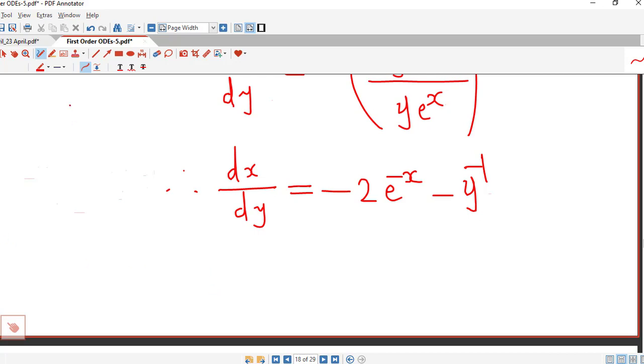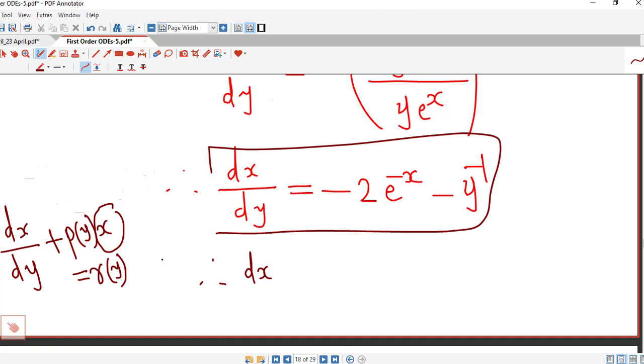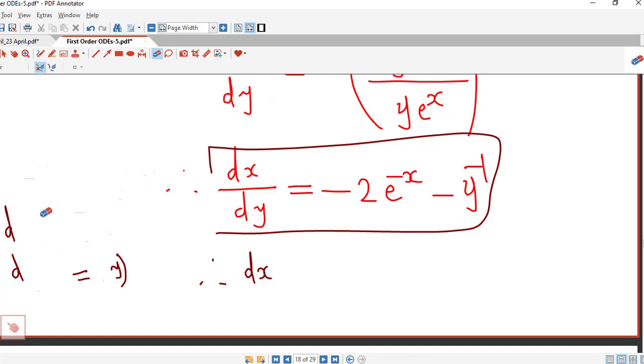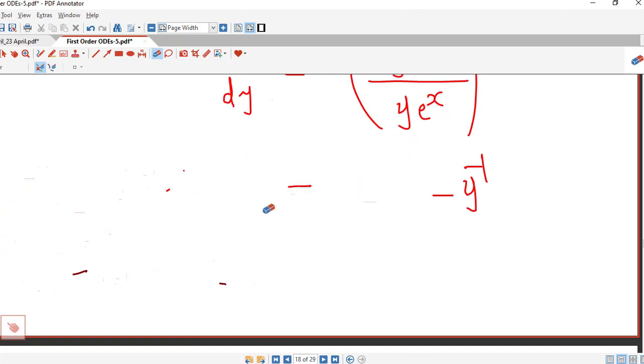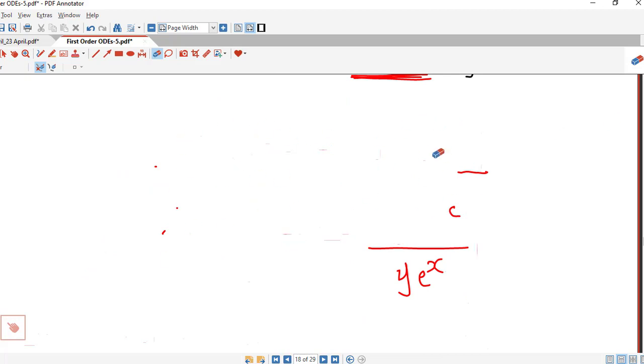Now if we recall the standard form of linear differential equation with x as dependent variable, then we have dx by dy plus p(y) into x equal to r(y). So here I am not having first degree of x anywhere in this equation, so this is non-linear if we consider x as dependent variable. So what is remaining is we can check for exactness. So this equation is not linear, either we consider y as dependent variable or x as dependent variable.